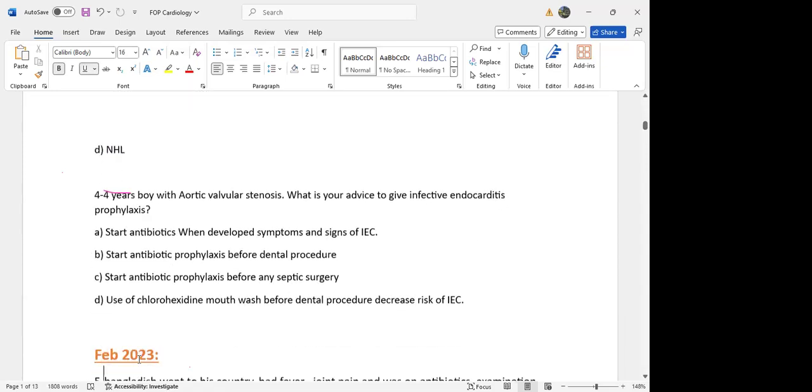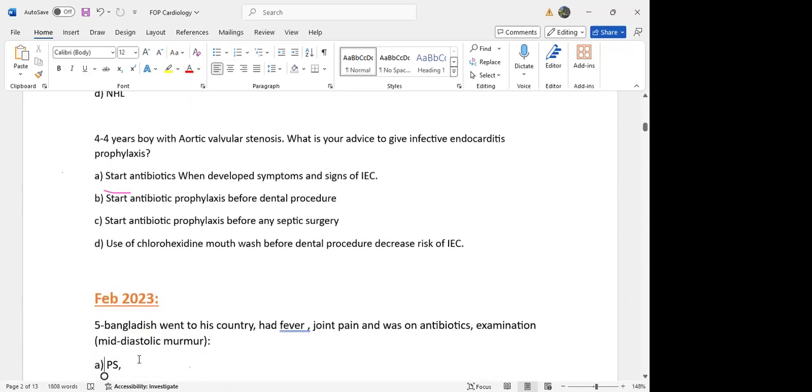Next, a 4-year-old boy with aortic valvular stenosis. This is aortic valvular stenosis. Now, what is your advice regarding infective endocarditis prophylaxis? So this is again a pink disease, aortic valvular stenosis. So what would your advice be there?